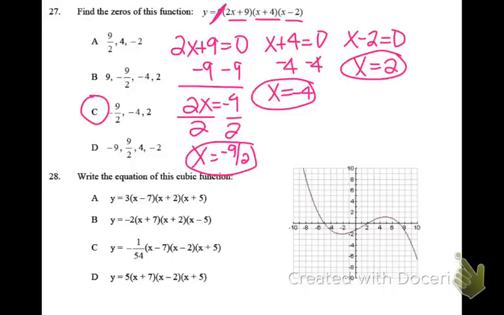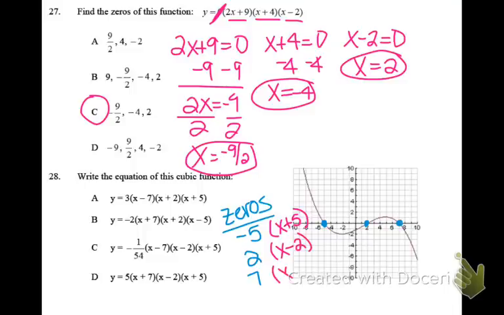28, write the equation of this cubic function. So all of these functions are in factored form. So look for your zeros. You have a 0 right here at negative 5. So you have one at negative 5, you have one at positive 2, and you have one at 7. So if I have a 0 at negative 5, then that means its factor is x plus 5. If I have a 0 at 2, that means the factor is x minus 2. And if I have a 0 at 7, that means the factor is x minus 7.